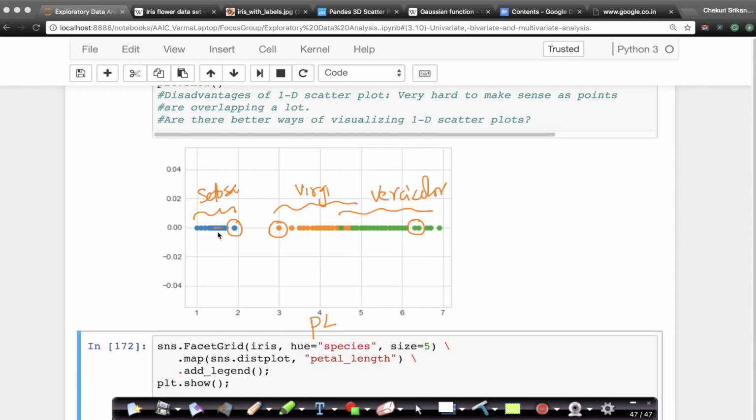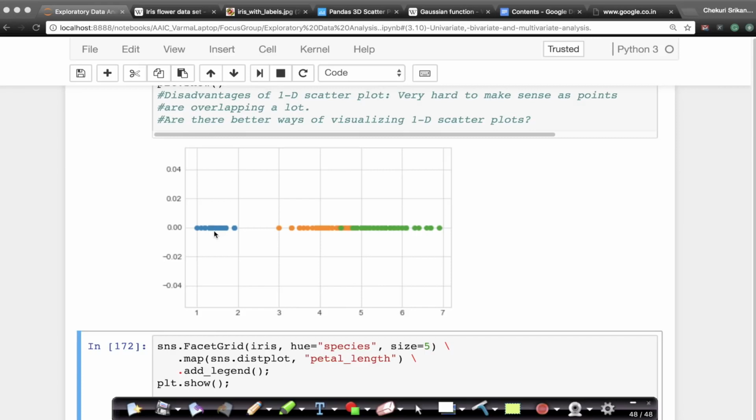We don't know how many points exist because all the points are overlapping like crazy. Similarly, we don't know how many points exist here. They're overlapping like crazy. Similarly, we don't know how many points are here. And because I plotted the green points after my orange points, green points are overlapping the orange points, and I don't get to see the orange points that are behind here. So a 1D scatter plot like this is very, very hard to read.